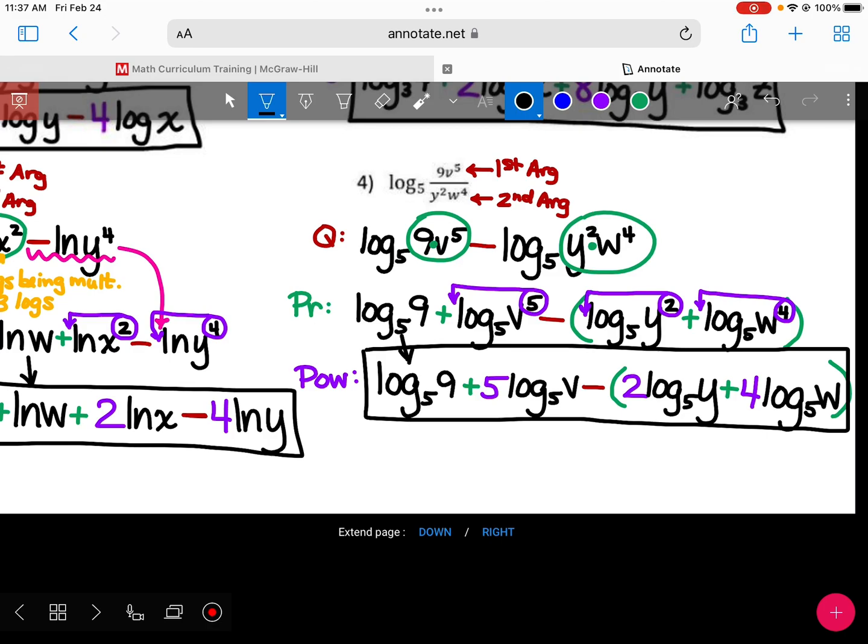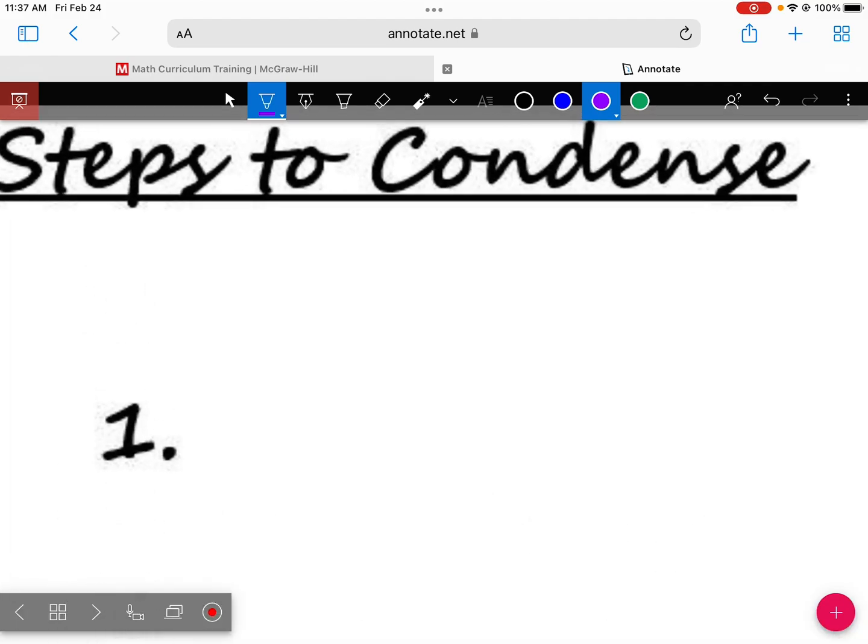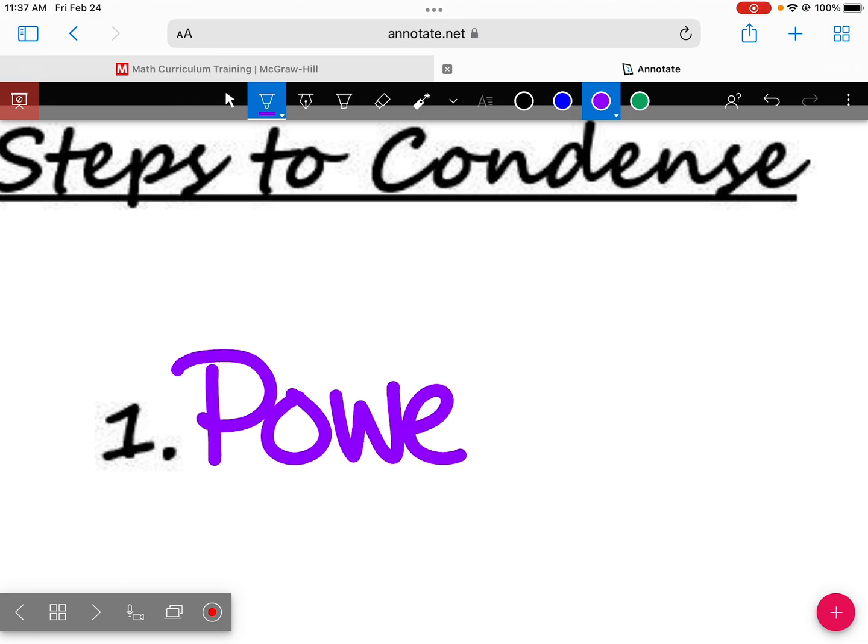All right, flip the page for me. Yes. I don't have any, I'm sorry. All right, so powers first. Please silence the phone.